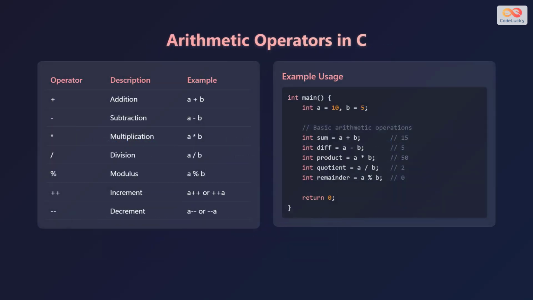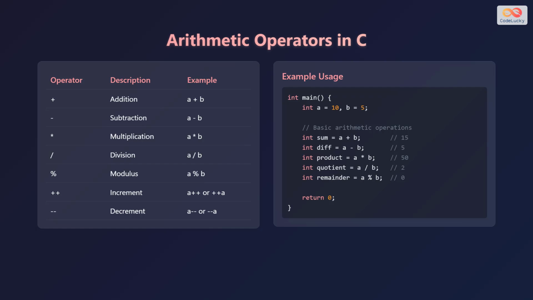Let's explore arithmetic operators in C. These operators are used to perform common mathematical calculations. The addition operator, denoted by a plus sign, adds 2 operands. For example, a plus b. The subtraction operator, denoted by a minus sign, subtracts the second operand from the first, as in a minus b.